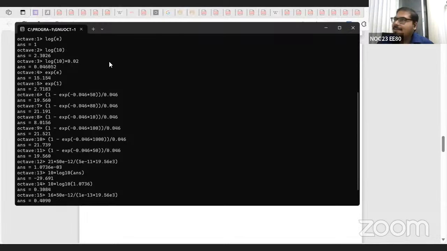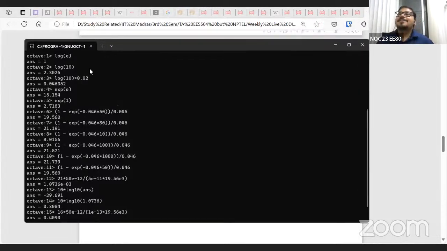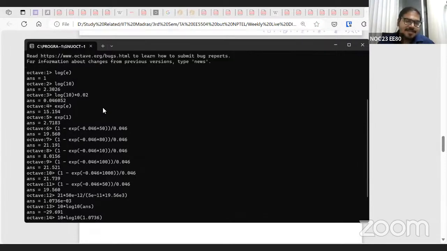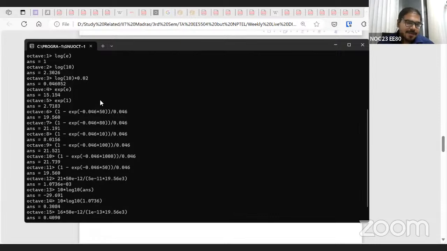So this is a free version of MATLAB. This is Octave. The syntax is similar to MATLAB, but it's free and open source, and also less powerful.